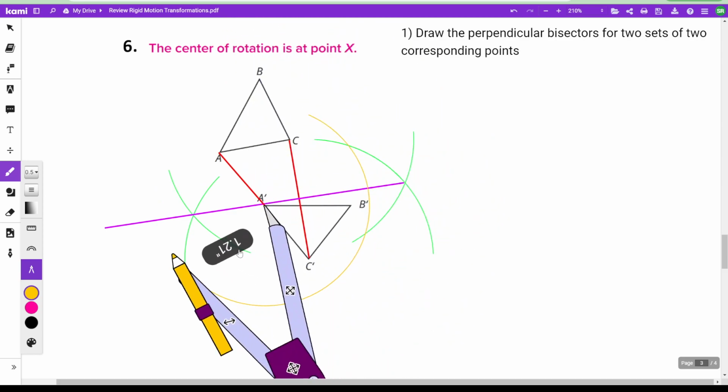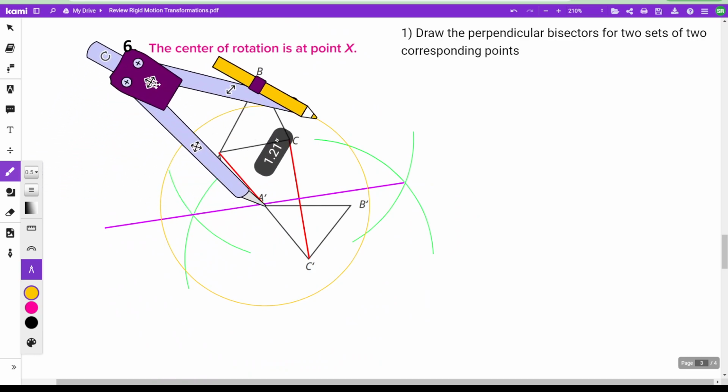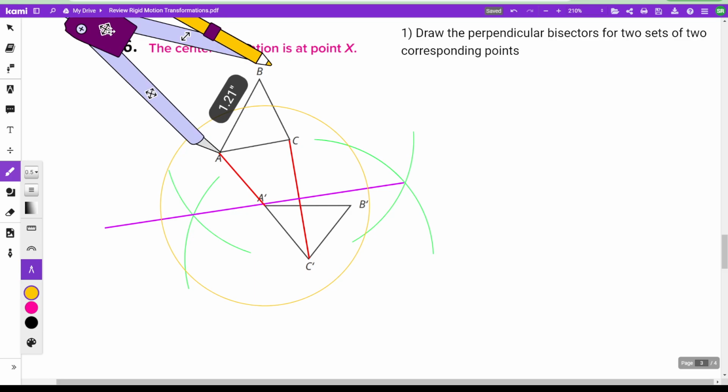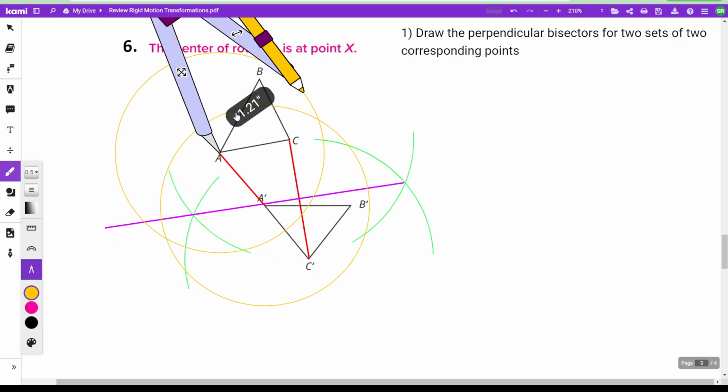And watch how I can make a full circle. Okay, so it doesn't really matter. I'm going to show you that you can do a full circle and you're still going to get the same answer. All right, so I'm going to do a full circle, place it on the other side, do another full circle.